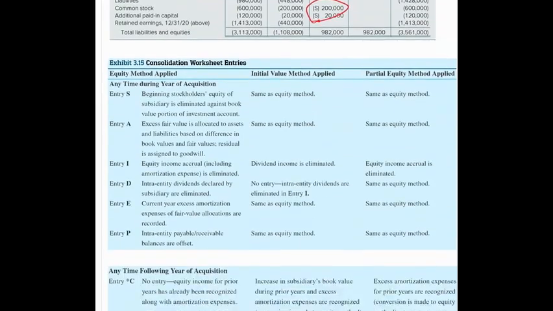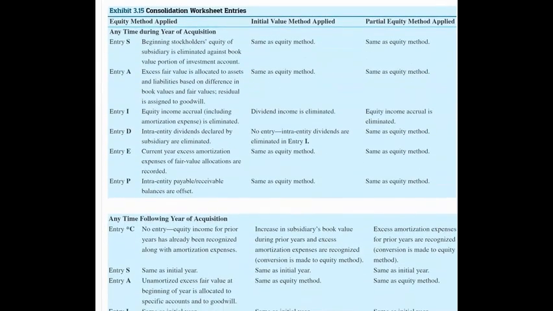Let me go over here. Okay, so we introduced the equity method, then there's the initial value method, and there's the partial equity method, and let's compare them side by side. Okay, entry S and entry A. For entry S and A, the initial value method and the partial equity method are all the same as the equity method.